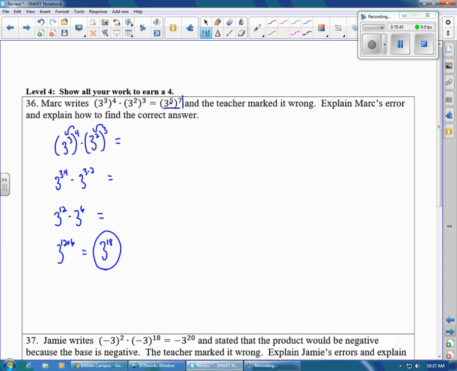Now 5 is equal to 3 plus 2. So it looks like Mark added together the exponents that were inside the parentheses, and then he added together the exponents that were outside the parentheses and thought he should leave it as a power to power instead of multiplying it out altogether. So how would I put that into words? I would say, I'm going to type it.